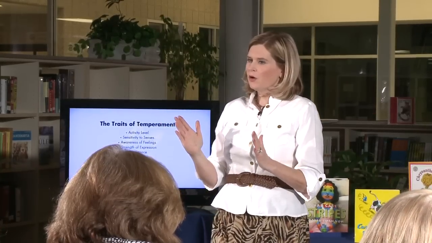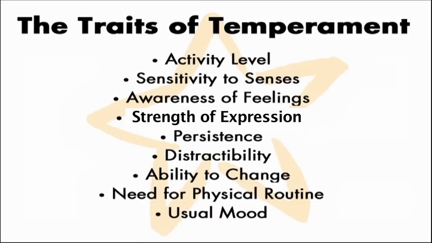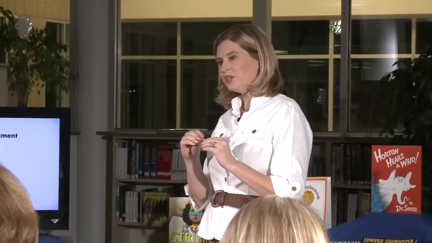Now, as you look at those 9 different temperament traits, there's activity levels, sensitivity to senses, awareness of feelings, strength of expression, persistence. Barbara talked about being persistent as a child and is still persistent as an adult. Distractibility, ability to change, need for a physical routine, and usual mood. We are going to go through each one of these and talk about what they are and maybe some of the characteristics that you can see in those.